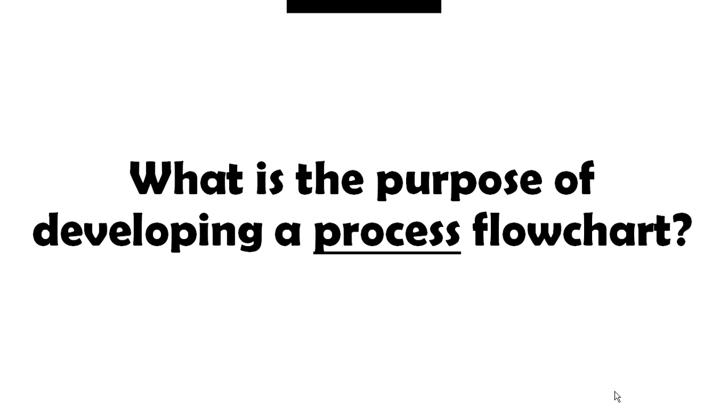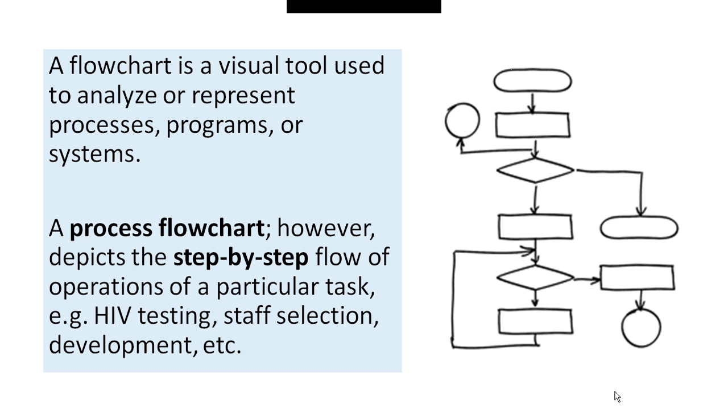So what's the purpose of developing a process flowchart? A flowchart is a visual tool that's used to analyze or represent programs or systems. A process flowchart depicts a step-by-step flow of operations or a particular task. Some examples might be, what does HIV testing look like in your agency? What does the staff selection or hiring process look like? And what does the development process look like at your agency?